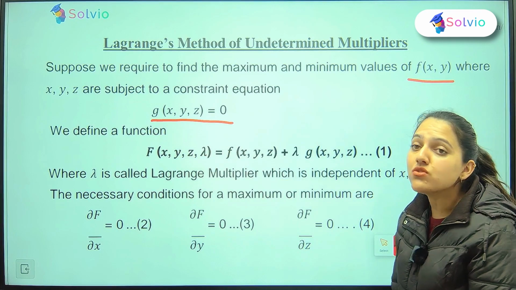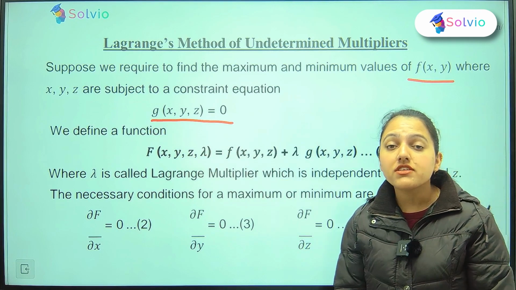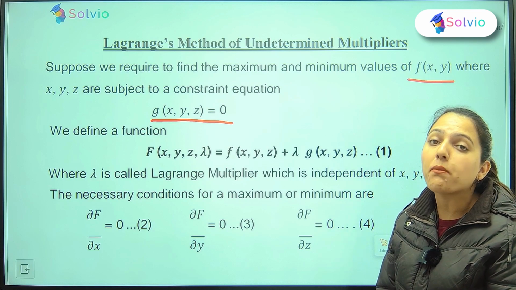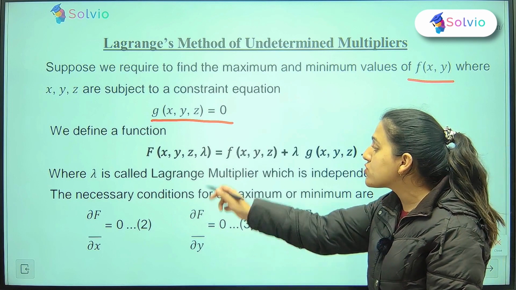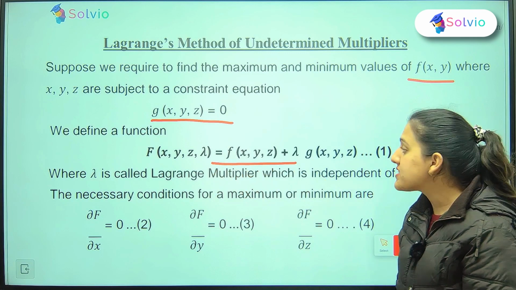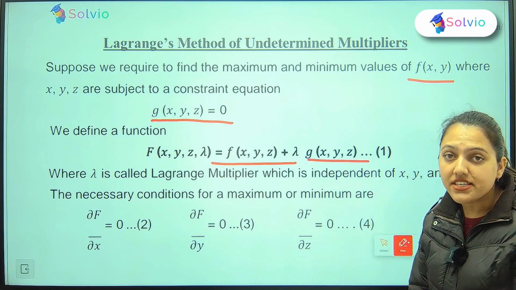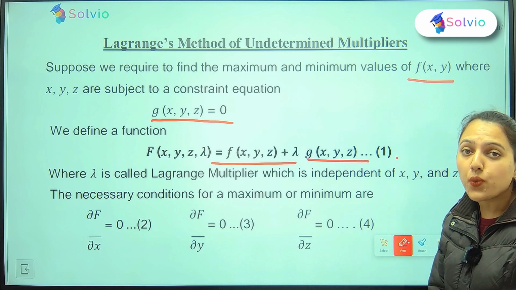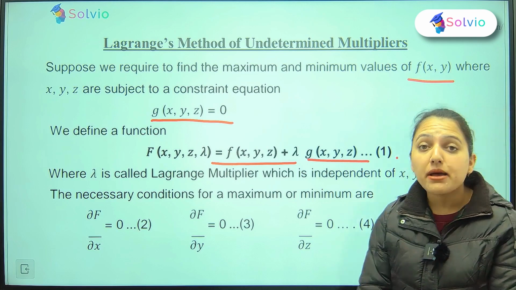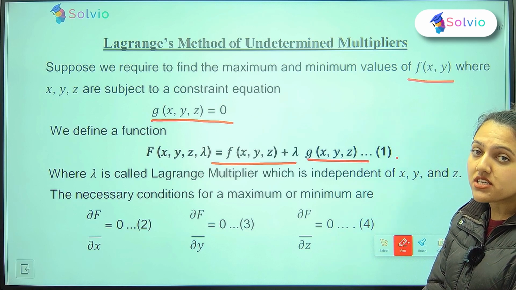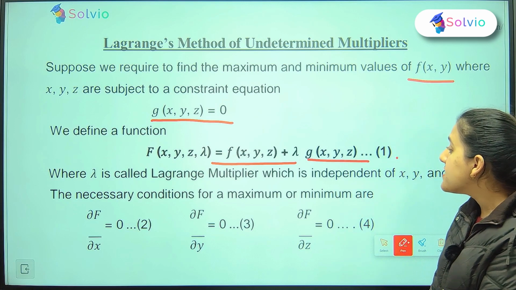z equal to 0. Now here we will define a function capital F of x, y, z, lambda that is equal to small f of x, y, z plus lambda times small g of x, y, z, and let's mark it as equation number 1. Here lambda is called Lagrange multiplier which is independent of x, y and z.